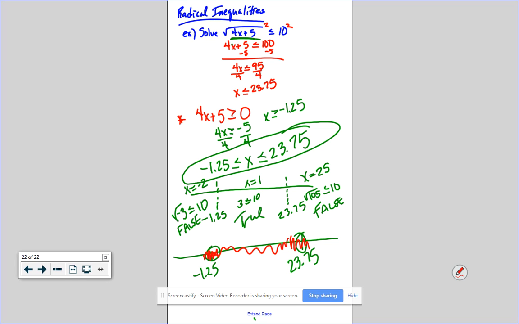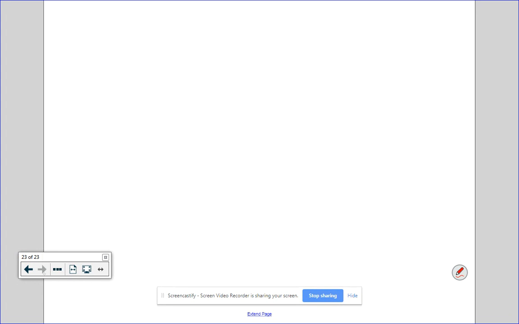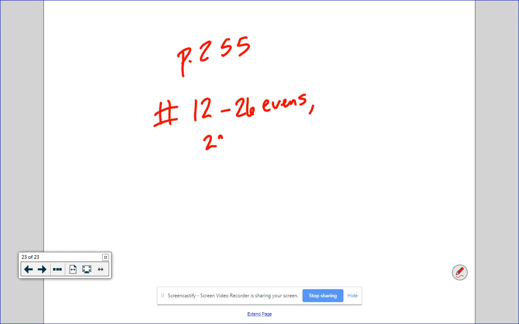So your homework for this section. I'm just gonna do the homework on this page. Are we gonna have more notes for this? No, no more notes.